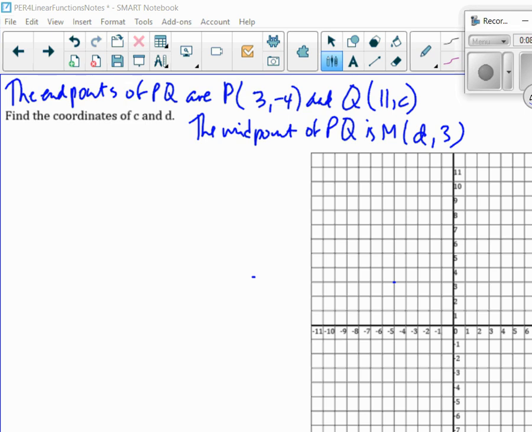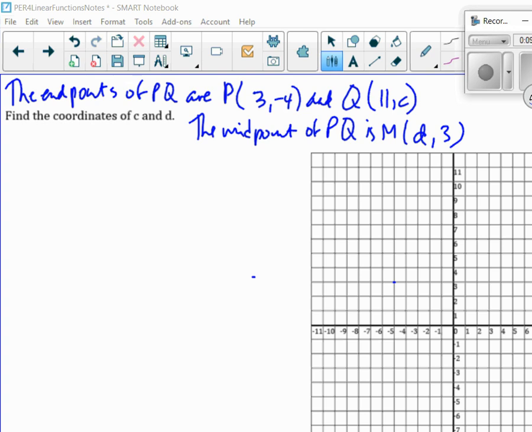It says here that the endpoints of PQ are P(3, -4) and Q is (11, C). I don't know what the y is. However, the midpoint of PQ is M, which is (D, 3). Can anybody tell me one of the letters at this point? You should be able to tell me what D is right now. It is 7. Does everybody know how we got D to be 7?